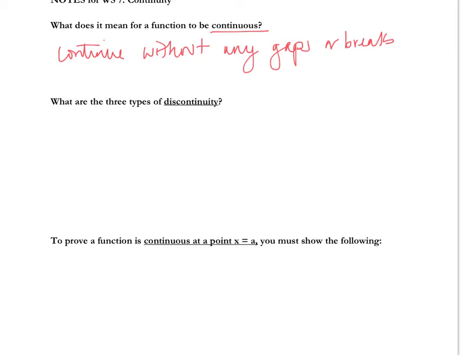Now, there are three different ways we have seen discontinuity so far. The first is a jump discontinuity. The second is a point of discontinuity. And the third is an infinite discontinuity. To really clarify the difference, I'm just going to draw a quick graph.